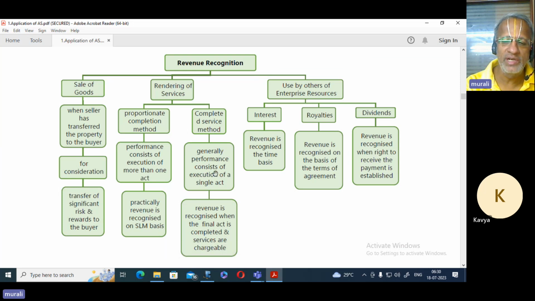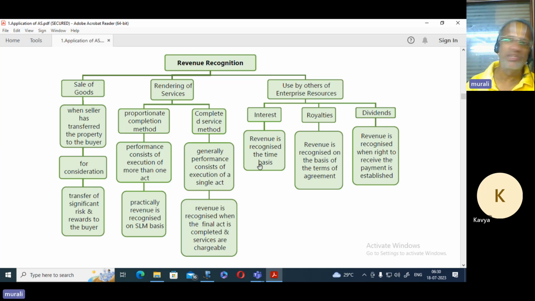Completed service method: generally performance consists of execution of a single act. Revenue is recognized when the final act is completed and services are chargeable. I gave advertisement as an example. I collected the money as an agent, and when can that revenue be recognized? Only upon completion I can take it up. Until such time, even if money is collected, revenue is not to be recognized at all.